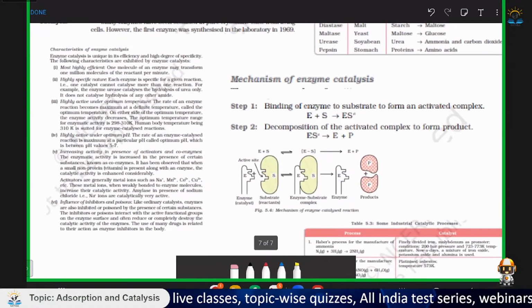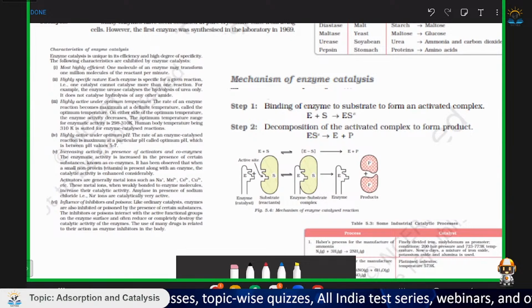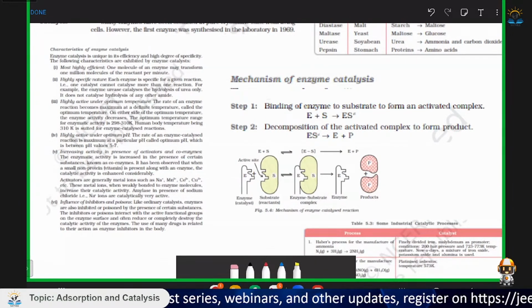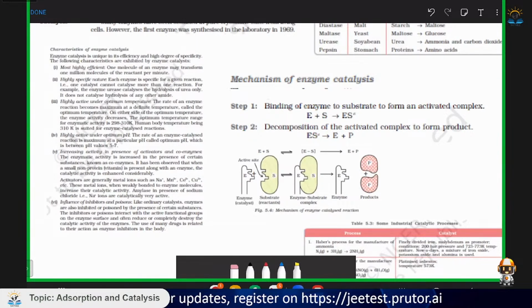Characteristics of enzyme catalysis: highly efficient. Compared to normal catalysis, this is like 10 power something times higher, depending on the enzymes. Highly specific in nature, more specific than zeolites per se. Only one or two reactants it accepts and catalyzes. This is also because of the enzyme catalysis mechanism, and then you can understand why it is highly specific.